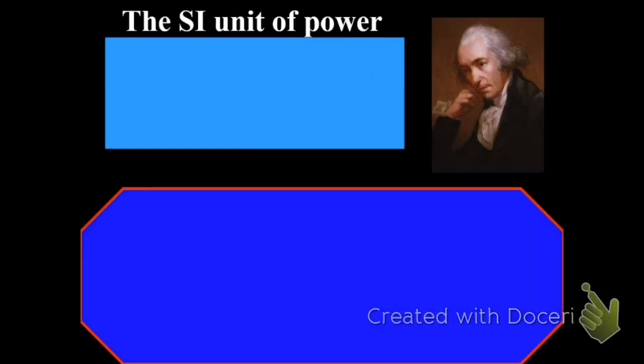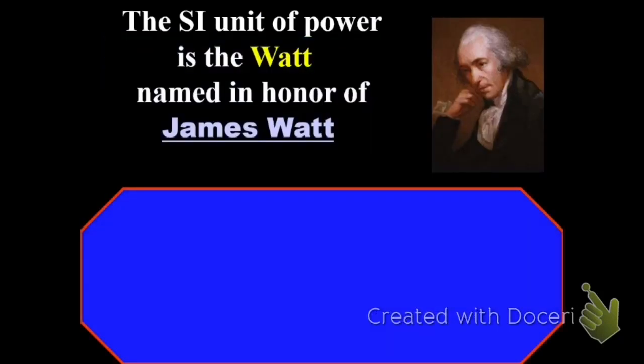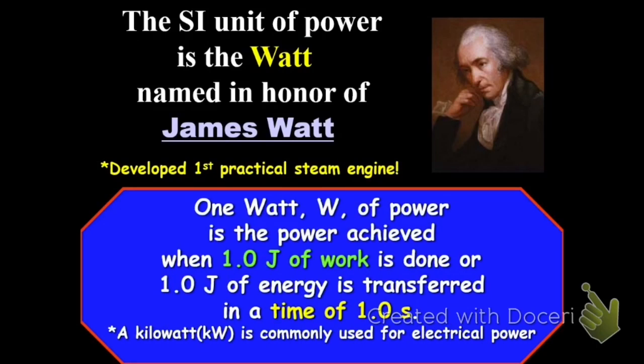The SI unit for power is the watt, named after James Watt, who developed the first steam engine. 1 watt of power is the power equal to 1 joule of work done over 1 second, or 1 joule of energy transferred over 1 second. Because this is a fairly small amount, we will very often talk about kilowatts when we talk about electrical energy. And you'll notice that as you eventually go to pay an electric bill.